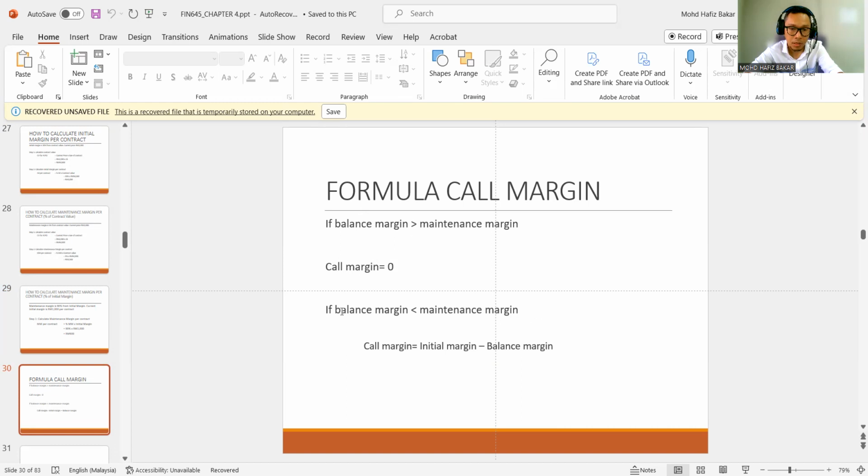If the balance margin is less than maintenance margin, let's say maintenance margin is 1,000 and the balance is only 500 ringgit left. So 500 is less than 1,000, so they need to have a call margin. The broker will call the investor to top up another 500 ringgit to their account. How to find the amount for call margin? It is equivalent to initial margin minus the balance margin. Initial margin is the amount of the deposit, minus the balance margin, which is the current balance of their account. So this is how to get call margin.